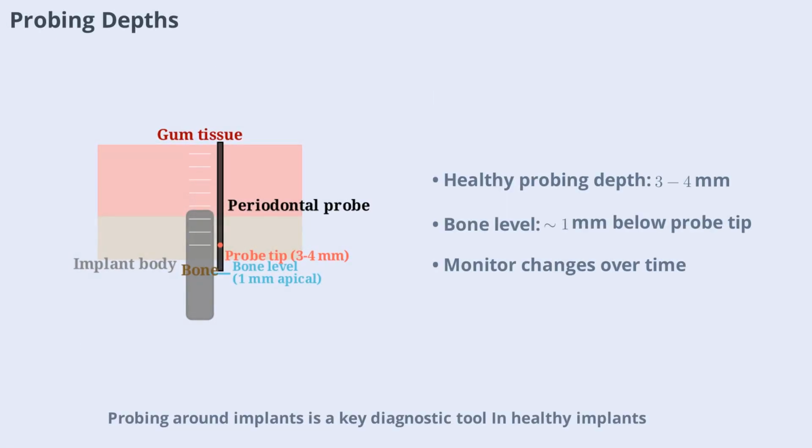Probing around implants is a key diagnostic tool. In healthy implants, the probe can usually penetrate about 3 to 4 millimeters. The bone level is typically about 1 millimeter below the tip of the probe. Monitoring changes in probing depth and clinical attachment over time is essential for early detection of peri-implantitis.